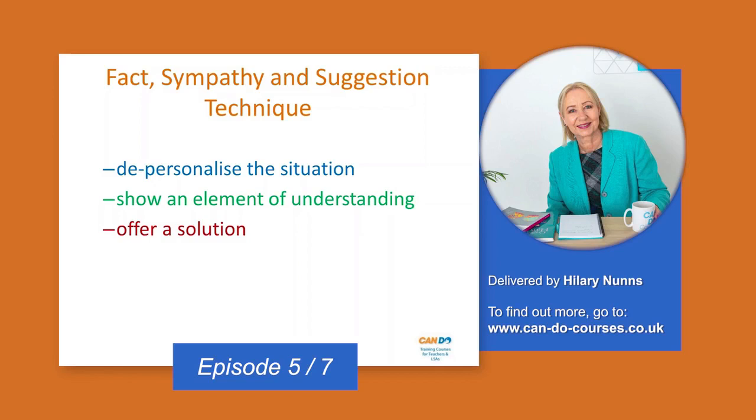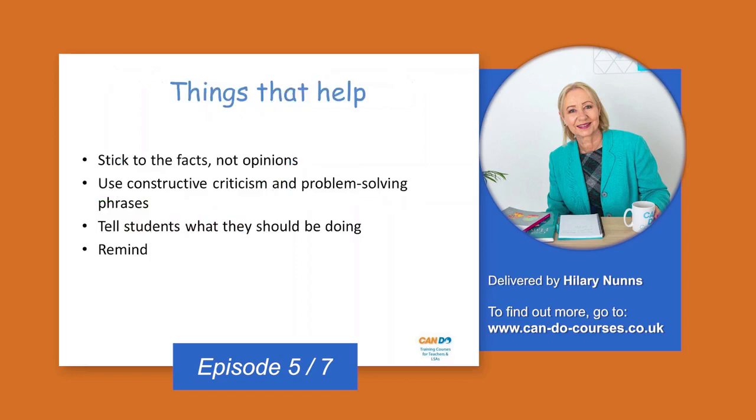The third part is where you get a solution to the problem. So the first part is when you identify the problem. The second part is you show sympathy about the problem. And the third part is where you find a win-win, a solution. So remember, these are the things that help.